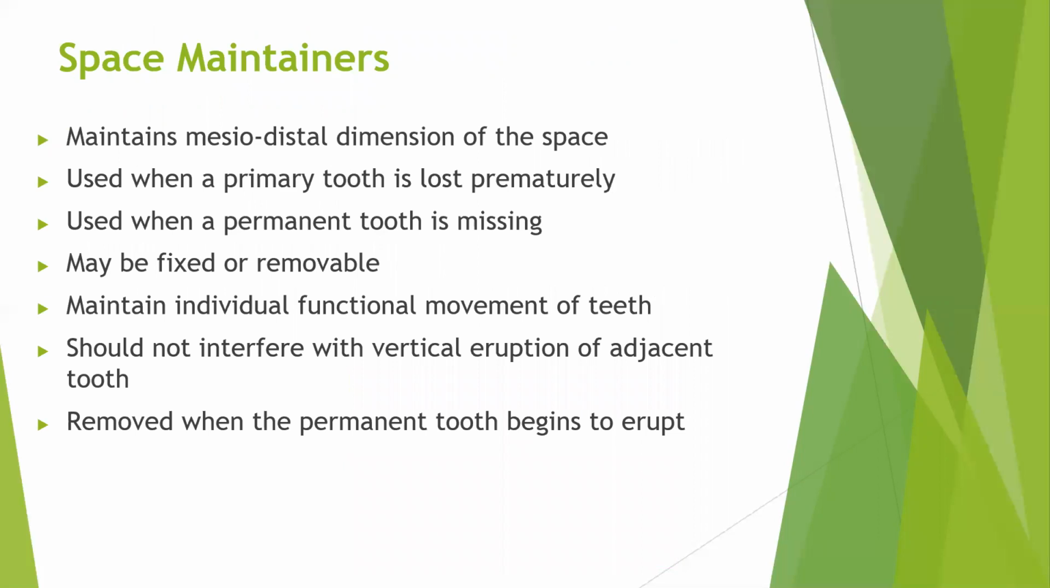Space maintenance. What do space maintainers do? It maintains the mesiodistal dimension of the space when a primary tooth is lost prematurely. It's used when a permanent tooth is missing. It may be fixed or removable. It helps to maintain individual functional movement of the teeth, and it should not interfere with vertical eruption of adjacent teeth. Space maintainers should be removed when the permanent tooth begins to erupt.